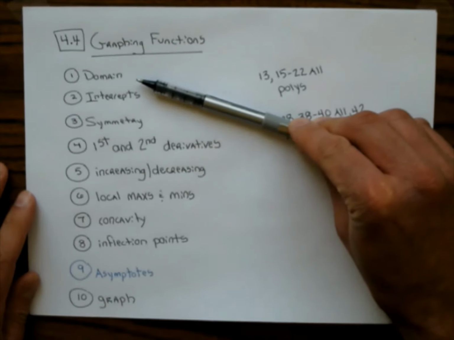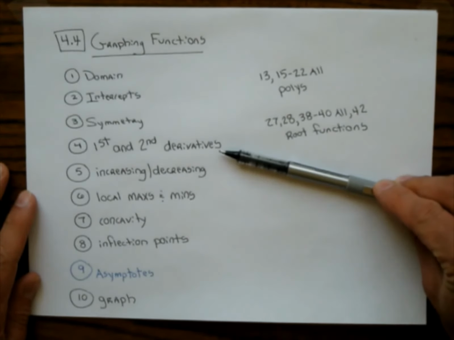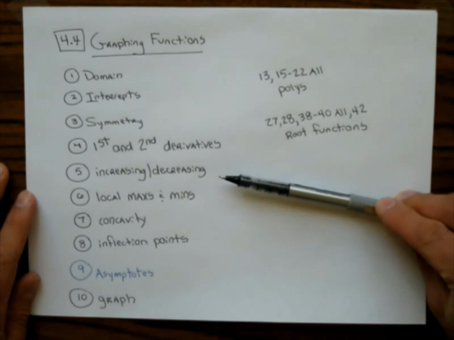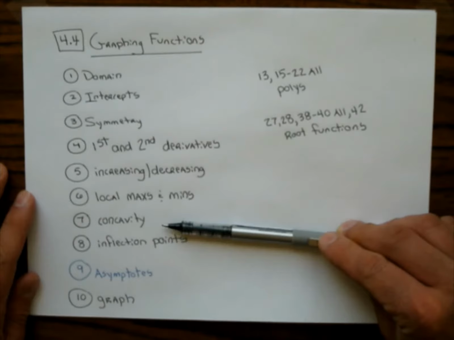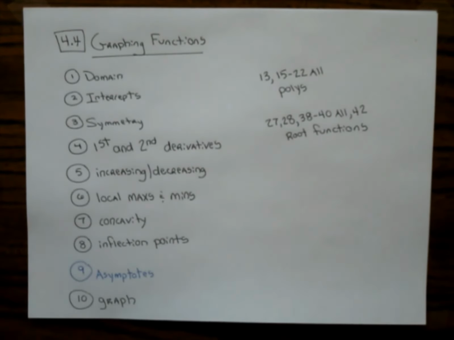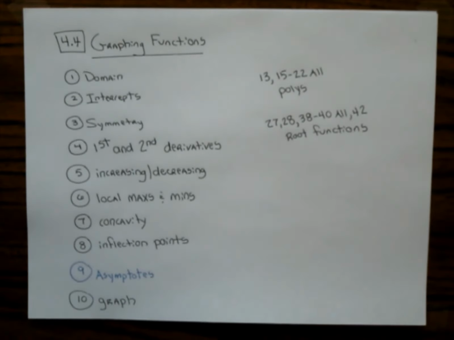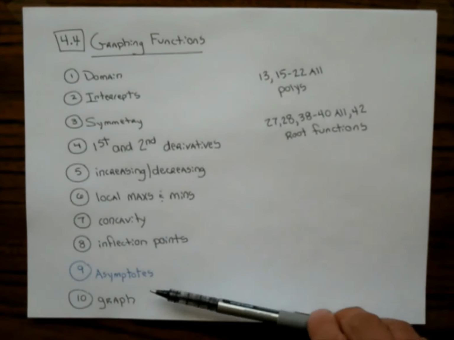We want to find the domain, the intercepts, symmetry, take the first and second derivatives, look at increasing, decreasing, local maxes and mins, concavity, inflection points, and then graph the graph. So we're going to do that with a few problems, and then we will be done with this section. We pretty much know all these things here. We've seen them all before.